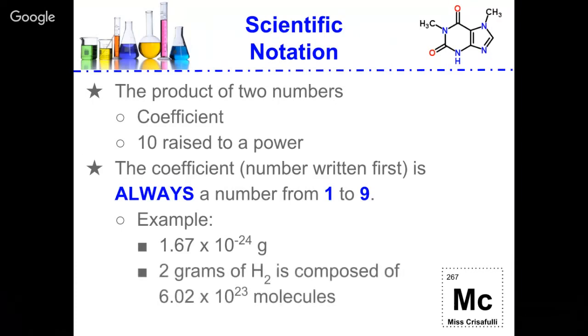Also, 2 grams of hydrogen is composed of 6.02 times 10 to the 23rd molecules. Again, 6.02 is our coefficient, a number between 1 and 9, and 10 to the 23rd is a 10 raised to a power, the positive 23rd.